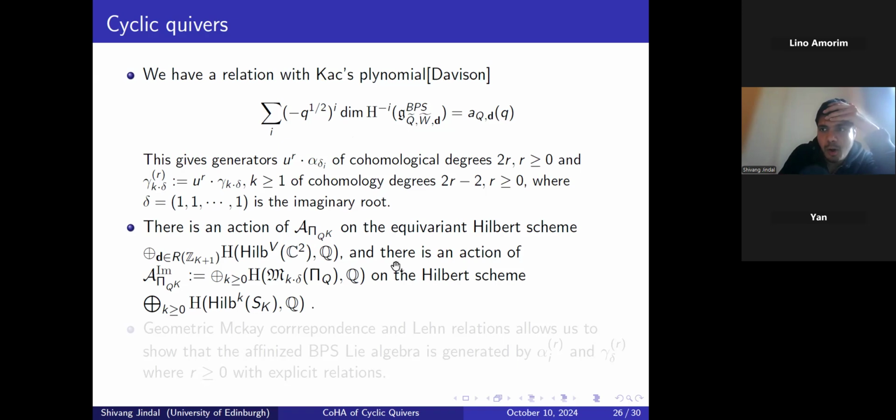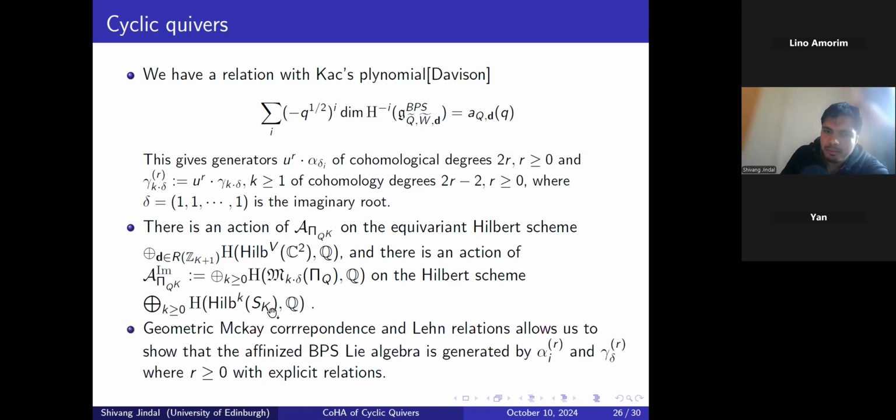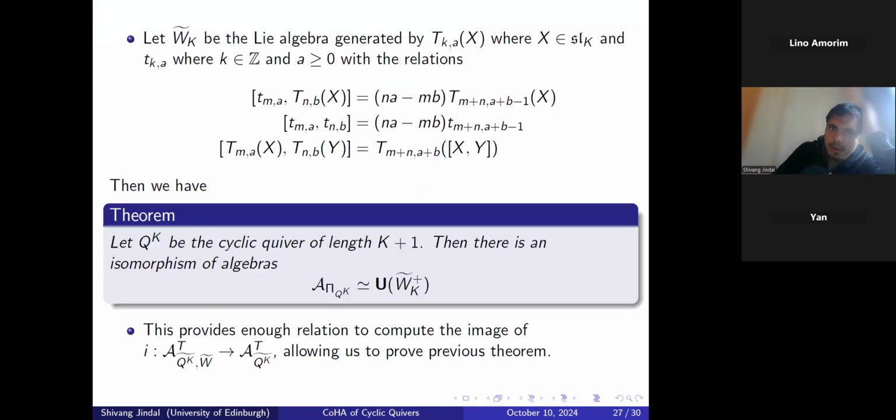Similarly, there is also another action of Nakajima on the Hilbert scheme of points on a surface, and these operators gamma_k delta act like Nakajima operators on the Hilbert scheme of the surface. So this, along with some statements coming from the work of Lang, Manford Lang, and the geometric Mackey correspondence, allows us to compute the relations. So let me state the second theorem.